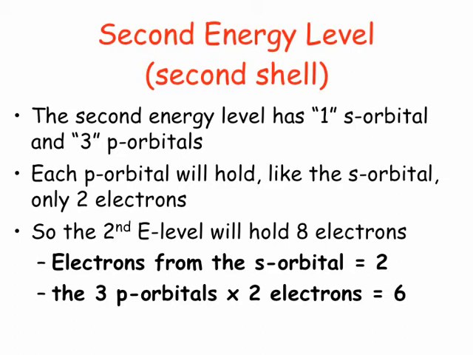Each p orbital can also hold 2 electrons, just like the s orbital. So we get a total of 6 electrons. The second energy level has a total of 8 electrons: 2 coming from the s, and then 6 electrons on the right, in that p section, and there are 3 different p orbitals, each holding 2 electrons.